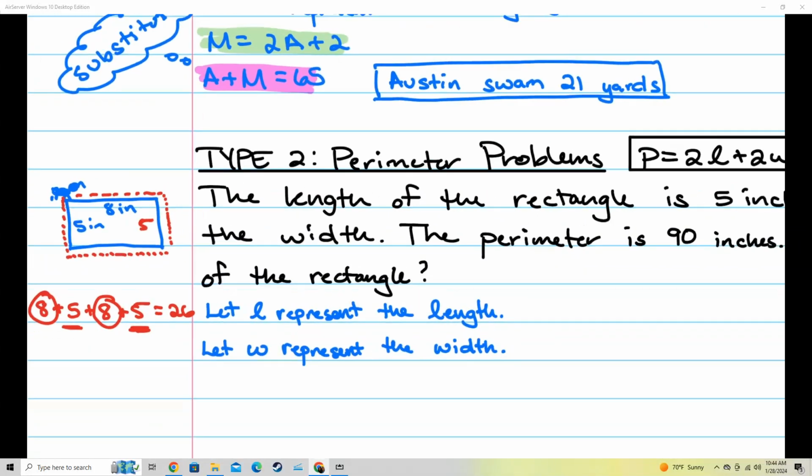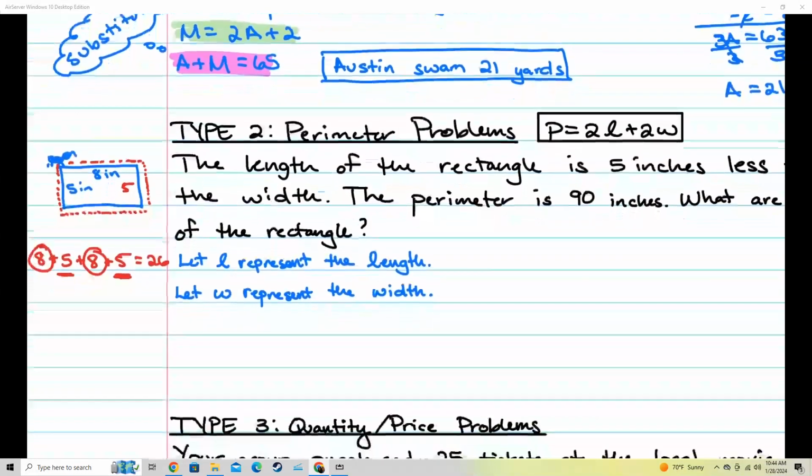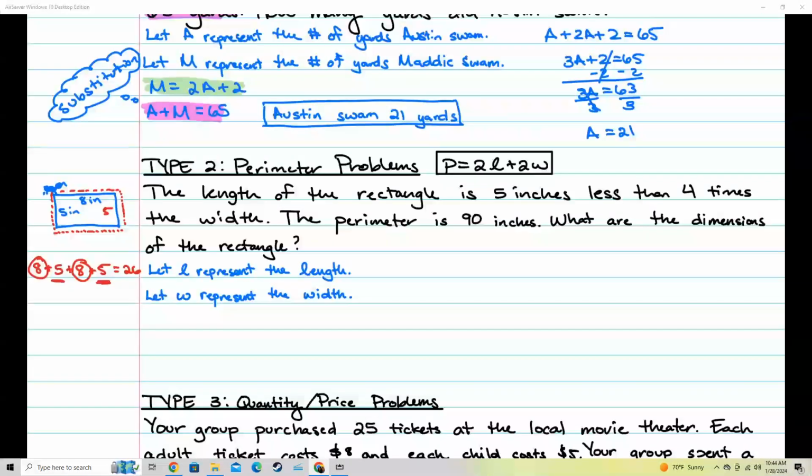Okay, I got step number 1 done, which was to define my variables. Step 2 is the difficult part. That's where you have to come up with your own equations, okay? So let's go back and read the question again.